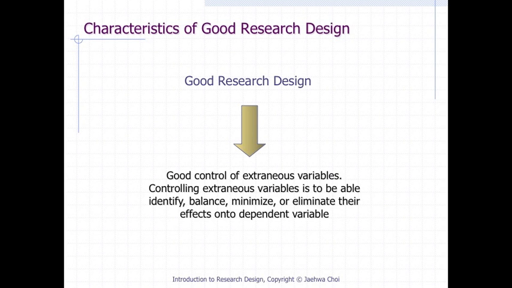A definition of good research design could be good control of extraneous variables. Again, controlling extraneous variables is to be able to identify, balance, minimize, or eliminate their effects onto dependent variables.